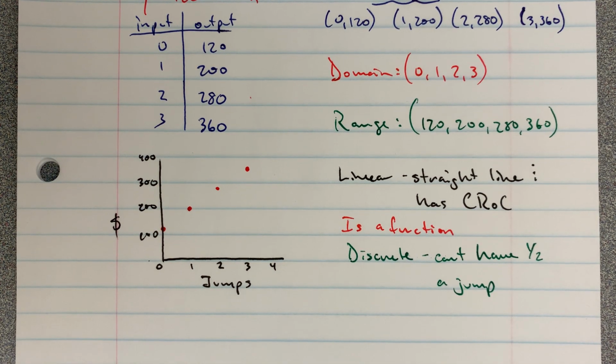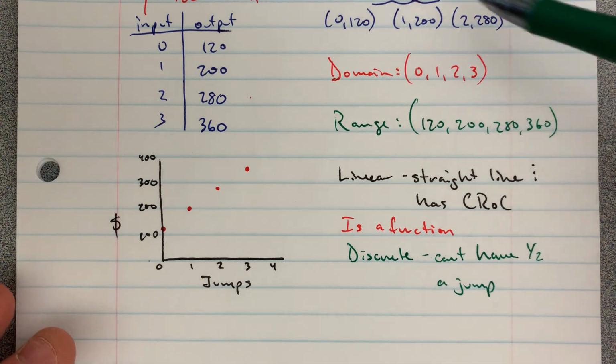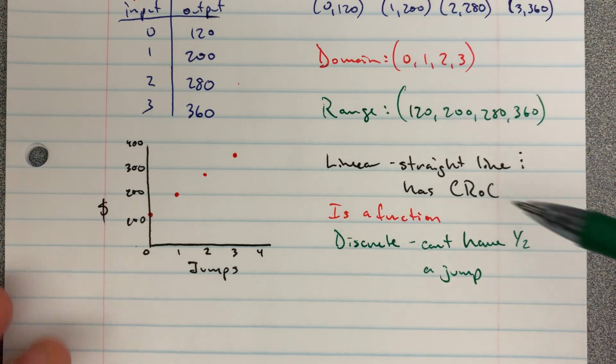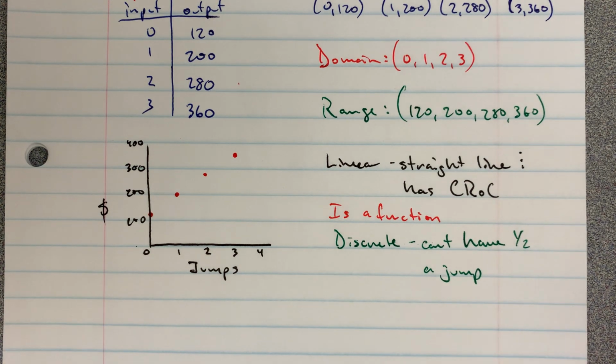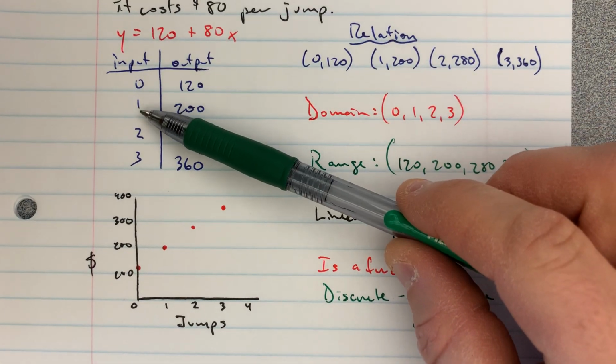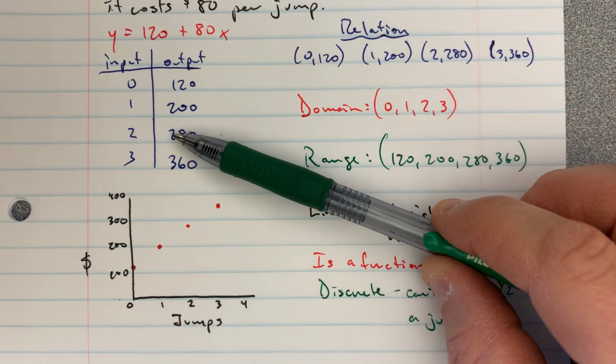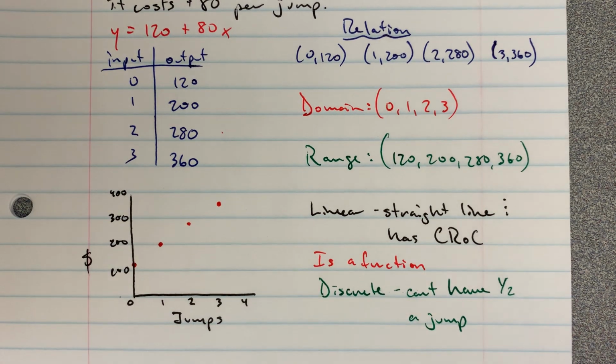All right, and that's pretty much everything that we need to know from this unit in this problem. We can apply all of those ideas and statements all over the place. The big things that are not cut and dry: the linear part, making sure it has a straight line, or a constant rate of change, or a pattern within our data. And if it is a function, each input can only have one output. So one jump's not going to cost me $200 or $280. It just cost me $200.